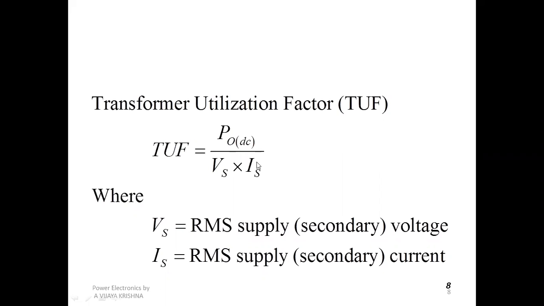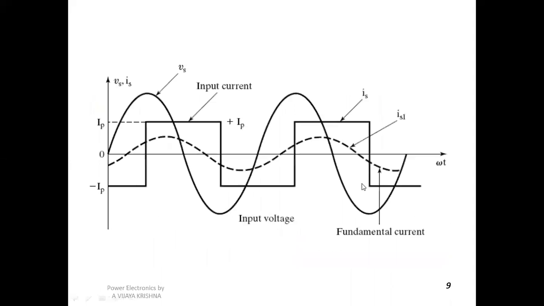Where Vs is the RMS supply voltage and Is is the RMS supply current. This is nothing but the transformer utilization factor, which is the ratio of the DC power output to Vs into Is. Vs is the secondary side voltage of the transformer, also called the supply voltage. And next, this is the waveform related to the supply voltage, the secondary voltage of the transformer, and how the current value can change.